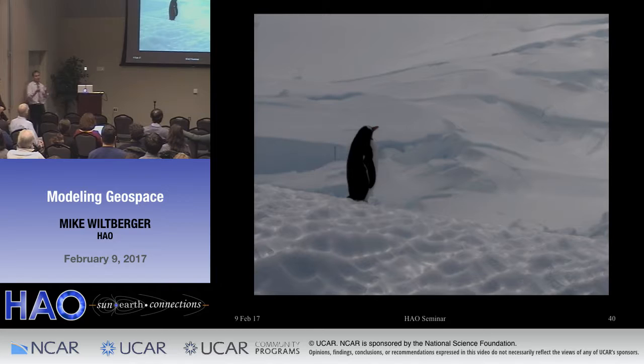The other aspect of your question, what do I think the key data sets are, what are the key unknowns in the system? From the look at the electrodynamic coupling, there is this issue that in the simulation results we have a tendency to overpredict the strength of the cross-polar cap potential patterns. But our field-aligned current patterns are spot on, especially when we do comparisons with things like AMPERE.